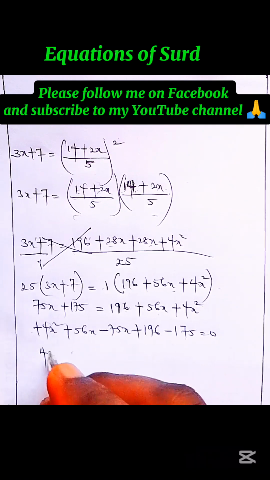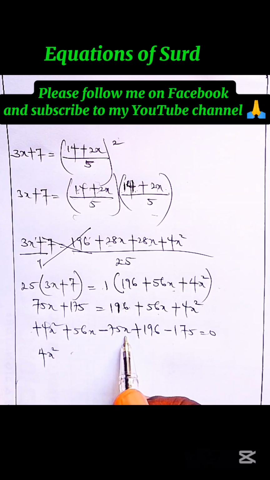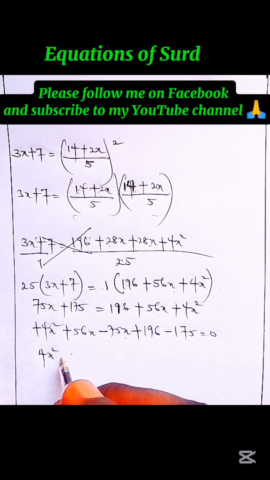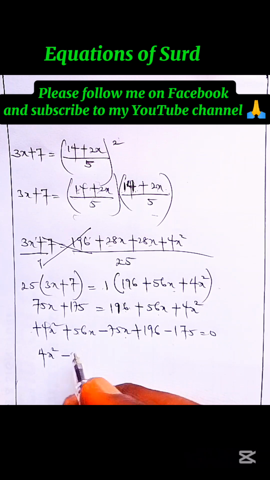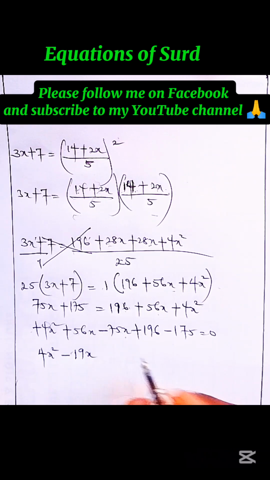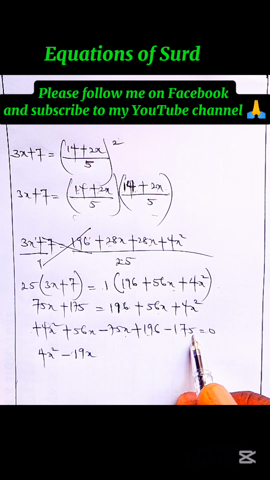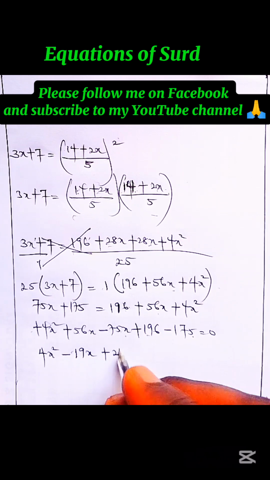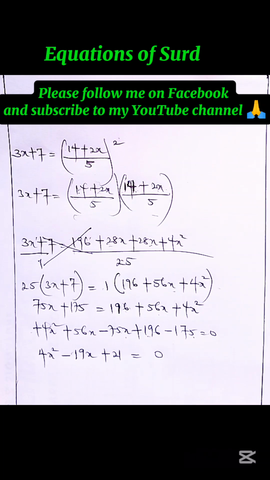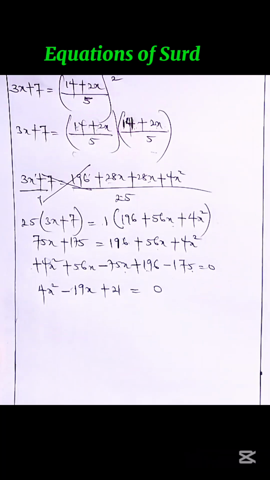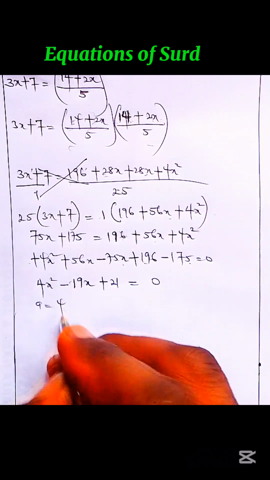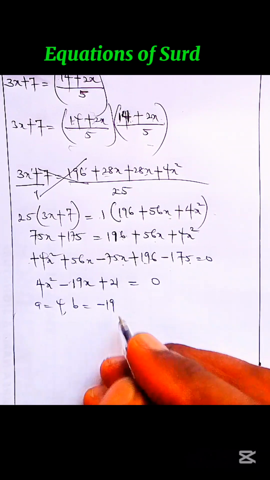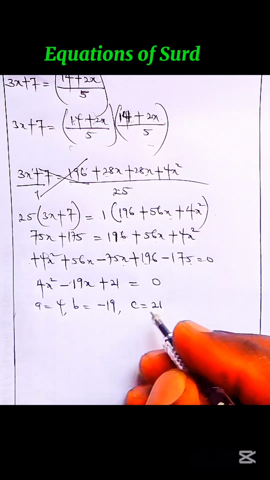So plus 4x squared right here, plus 56x minus 75x will give us minus 19x. Then 196 minus 175, that will give us plus 21 equals 0. So we're looking for x, we're almost there. So we're going to be using our formula method to solve this. So a is 4, b is minus 19, c is 21.